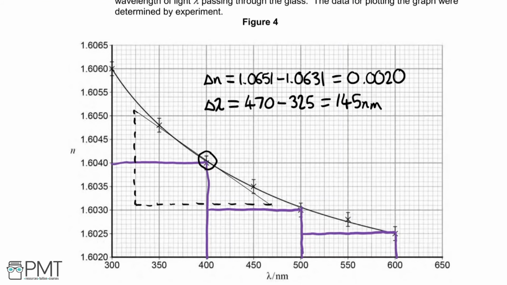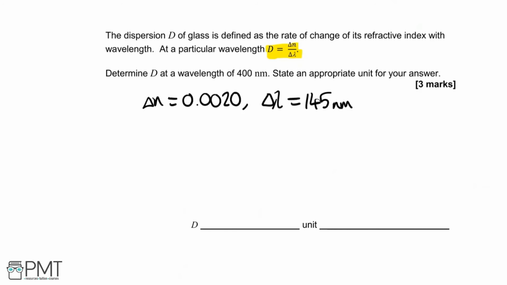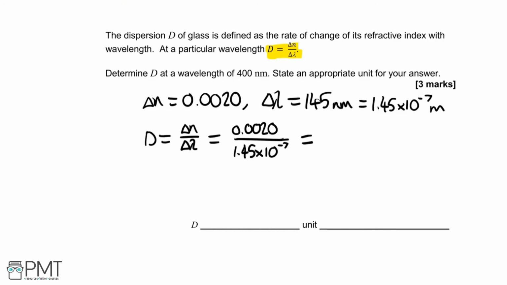So there are our values of delta n and delta lambda. Let's write those down in the answer space so that the examiner knows how we're doing our working. Let's write that 145 nanometers in meters. Now, to find that gradient, we need to divide delta n by delta lambda. So that gives us a value of 1.38 times 10 to the 4. Now, notice how the refractive index doesn't have a unit, but the wavelength does. So we'll end up with a value that has the units of meters to the minus 1.